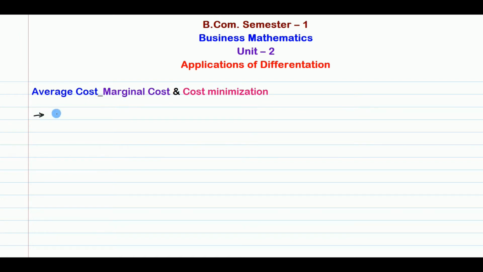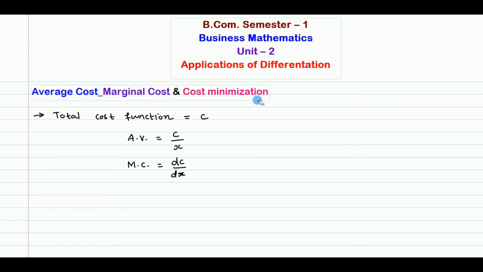The total cost function is given by C. Average cost is equal to C divided by x, and marginal cost is nothing but the derivative of C with respect to x, dC by dx. And for cost minimization we have to follow the steps of maximum and minimum values. So let us start our sums of average cost, marginal cost and cost minimization.